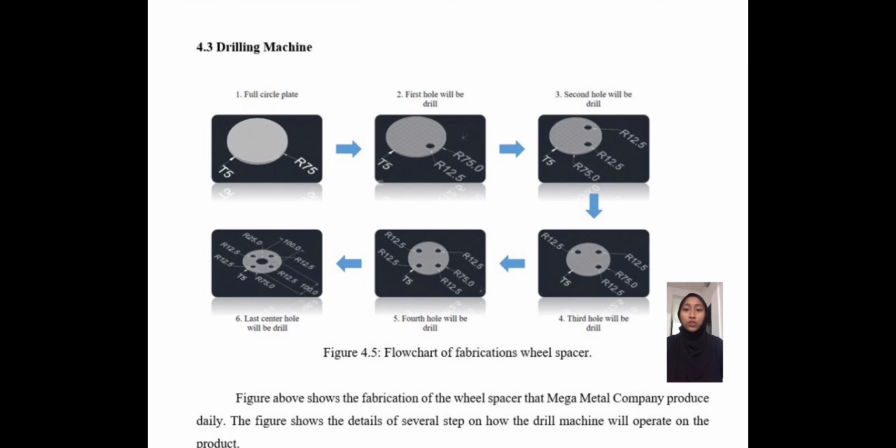Secondly, the second quadrant will be the second hole to be drilled with the same diameter, which is 25 mm. Then the third quadrant will be the third hole to be drilled. The last quadrant will be the fourth hole to be drilled, also with a similar diameter. Lastly, the center hole will be drilled with a 50 mm diameter.